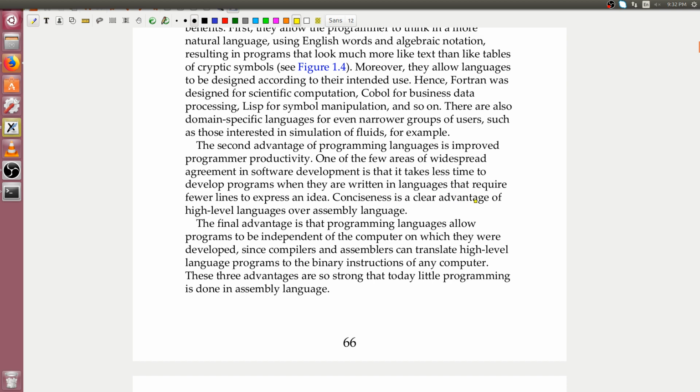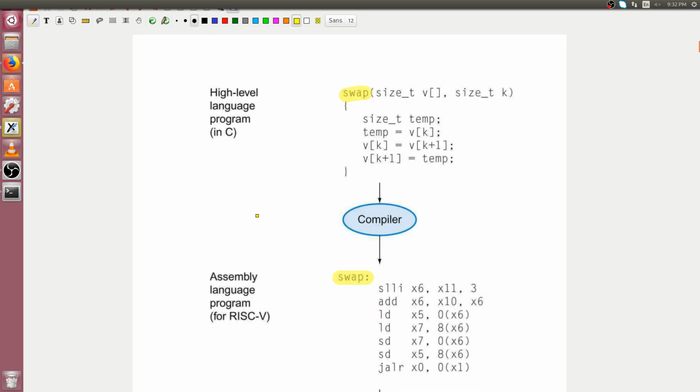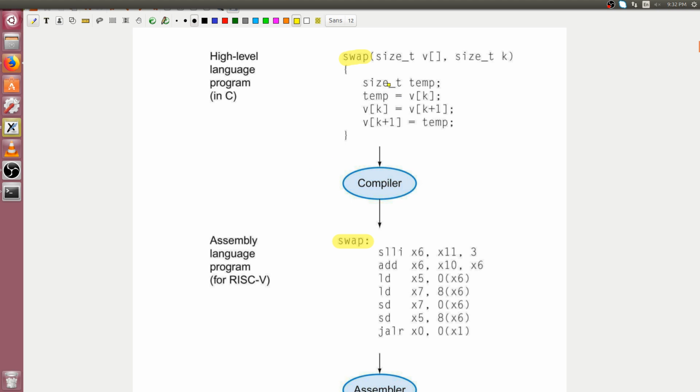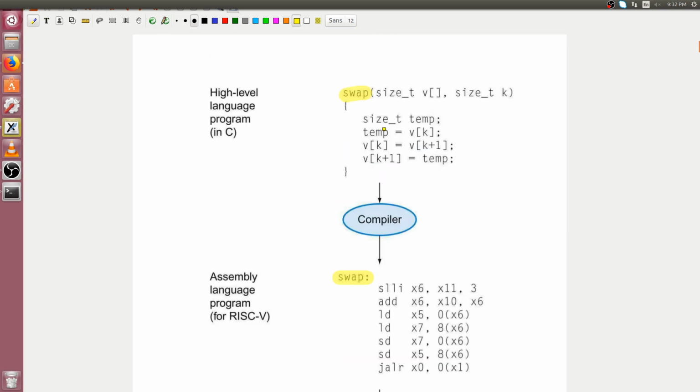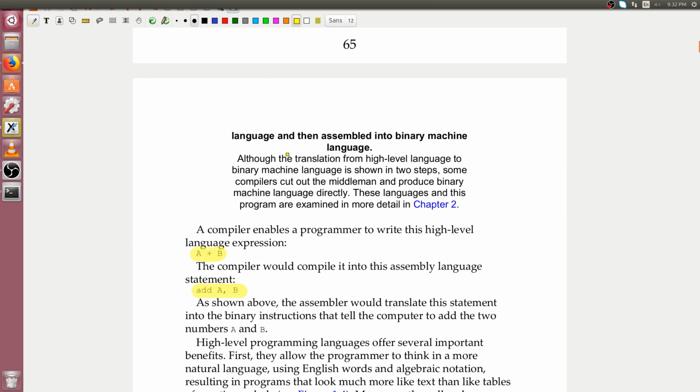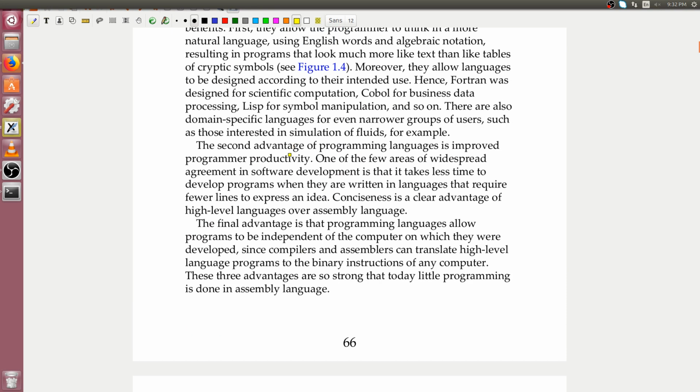So conciseness is a clear advantage of a high-level language over an assembly language, and we can see that here. We wrote 4 lines of code, and even with this simple example, we're going to 7 lines of code. So this is almost 2x the number of lines of code to do the same function in assembly language as it took in a high-level language. That's the key idea here, and that's why abstraction is so important. Okay, what else do we have?